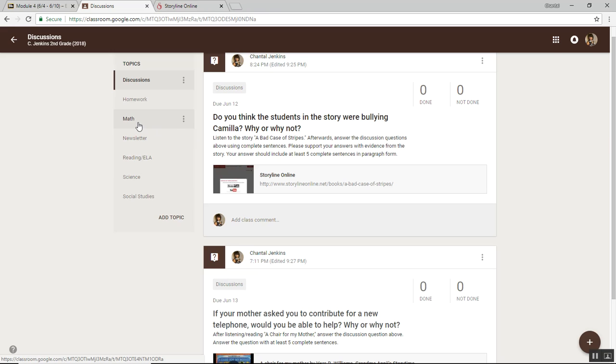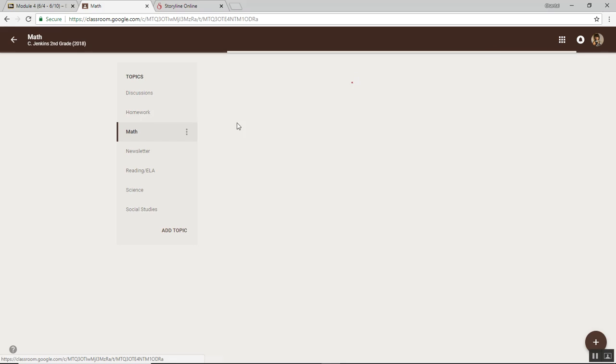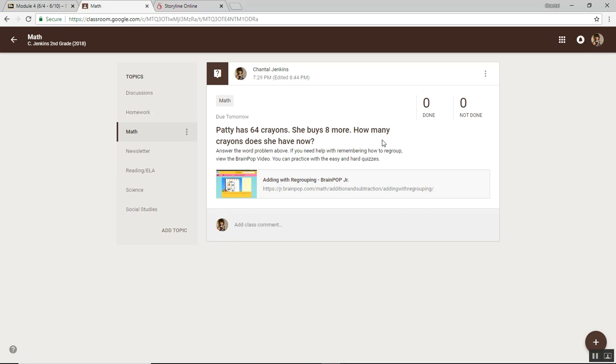And for math, here is a math word problem that I have incorporated for 2-digit addition with regrouping. And I have the word problem here. And it says answer the word problem above. If you need help with remembering how to regroup, view the Brain Pop video. You can practice with the easy and hard quizzes. So Brain Pop Junior is also, like I said, one of the resources that I frequently use, and the kids love it as well.